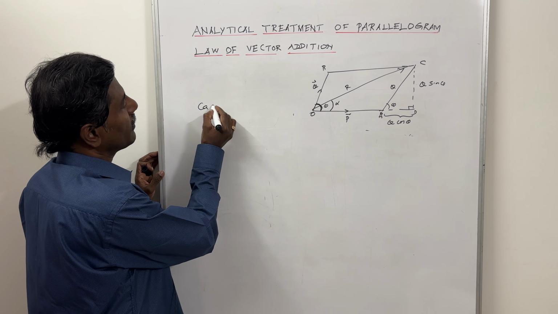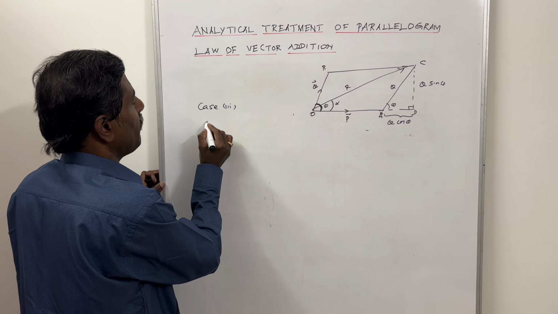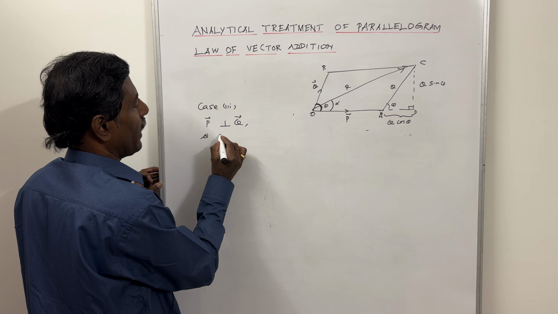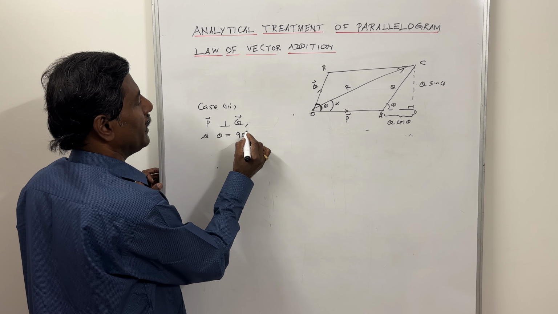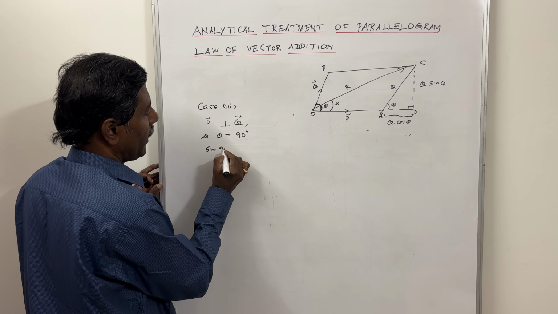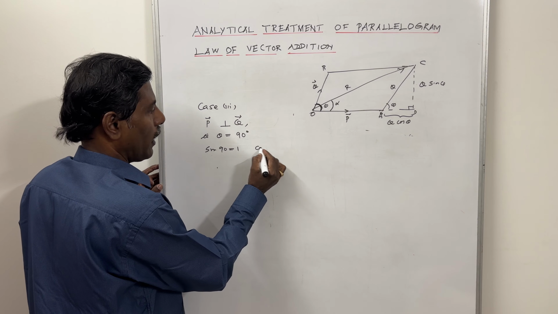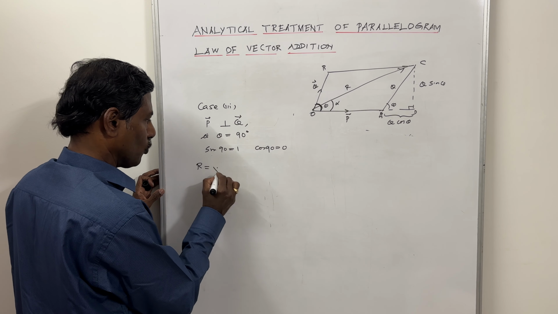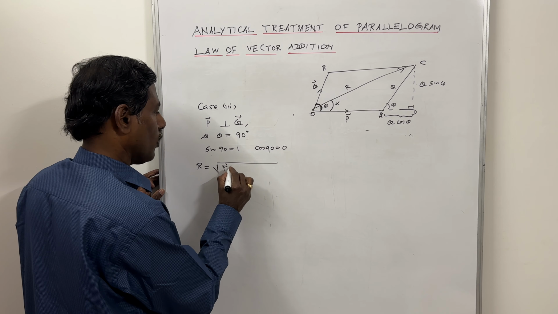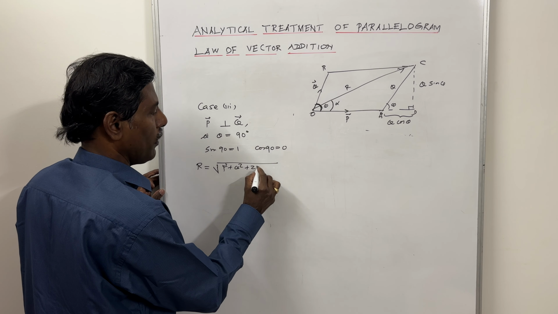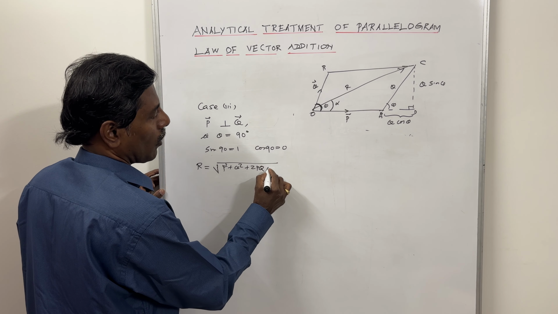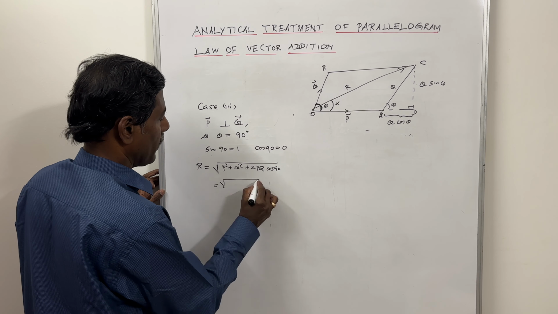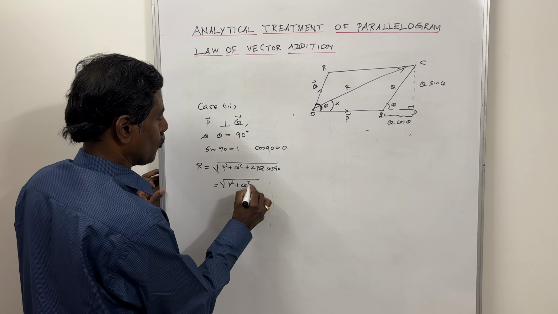Now we discuss the third case, case 3. Here the P vector is perpendicular to the Q vector. That is, the angle between them becomes 90 degrees. So sin 90 is equal to 1 and cos 90 is equal to 0. So the resultant magnitude is root of P square plus Q square plus 2PQ cos of 90. Cos 90 is 0, the answer will become root of P square plus Q square.